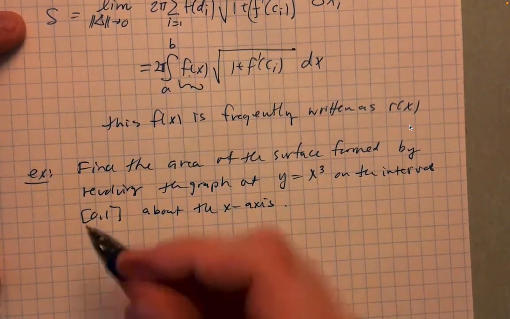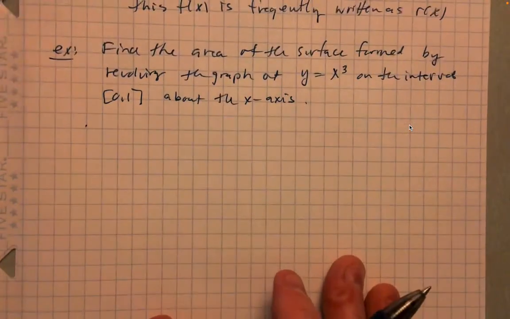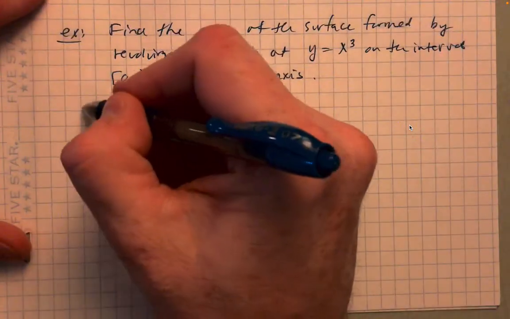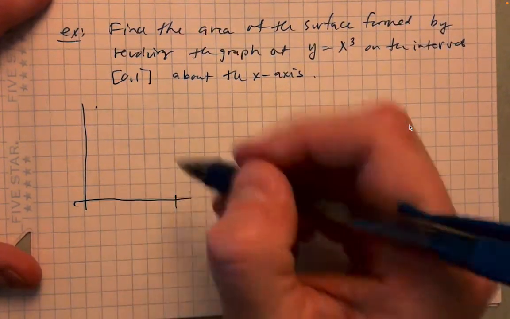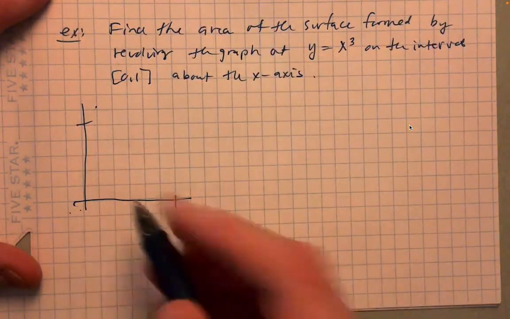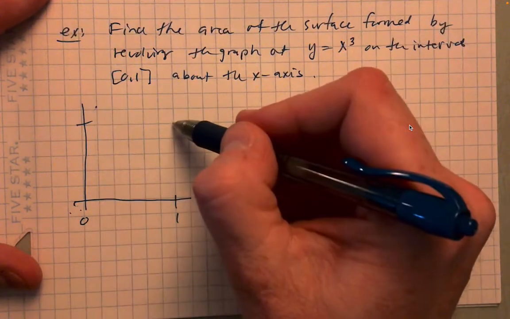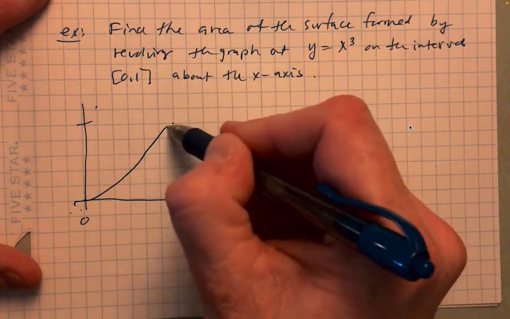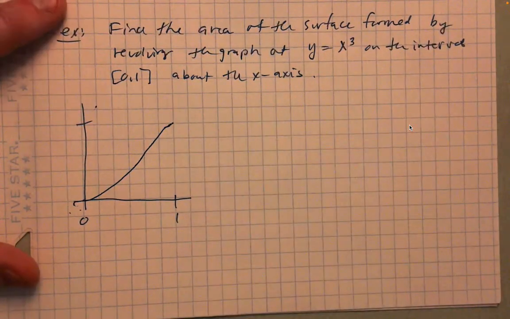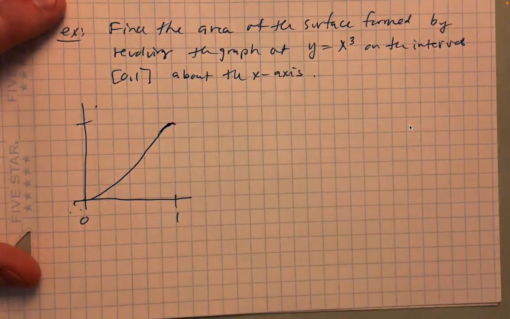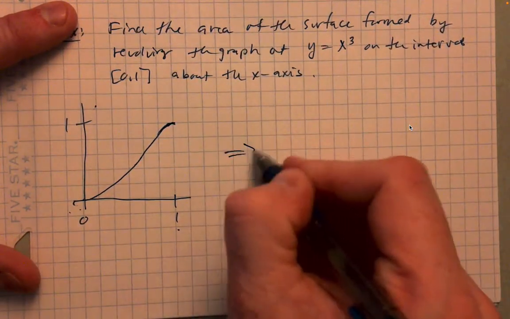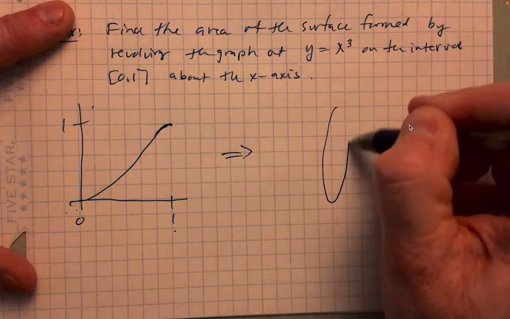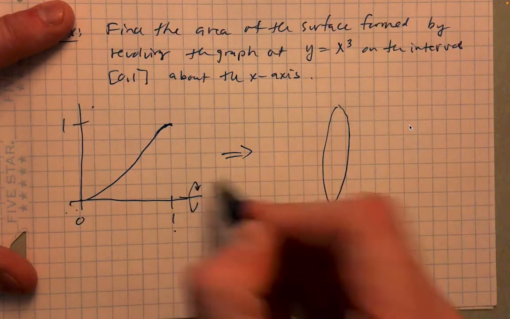As always, start with a picture. We're looking at y equals x cubed, and we're specifically looking at it on just the interval from 0 up to 1. It comes up like this over that interval. It's got a little bit of a lip here at the end, like it's flattening out. This is 1, and this is also 1. So you can imagine what this might look like if it was spun about the x-axis. It's coming around like this.